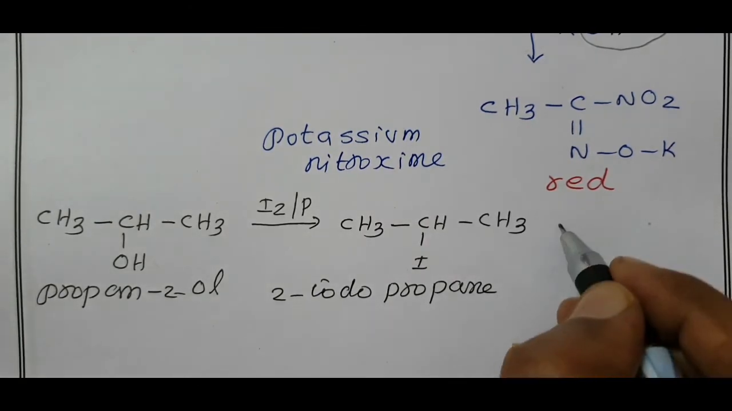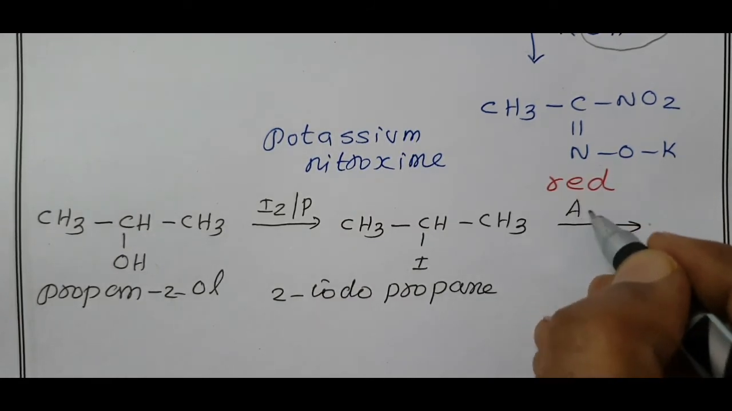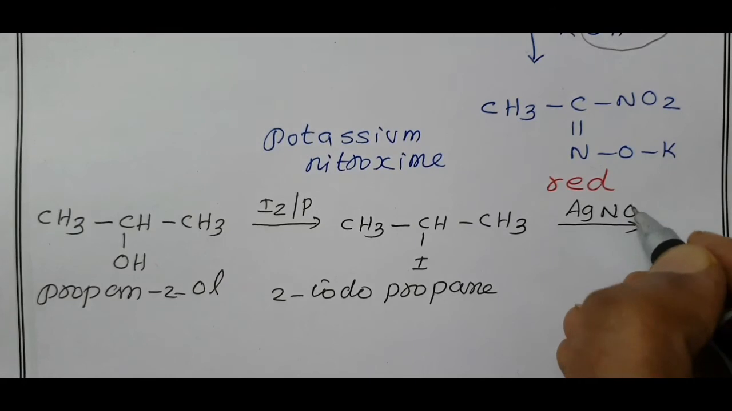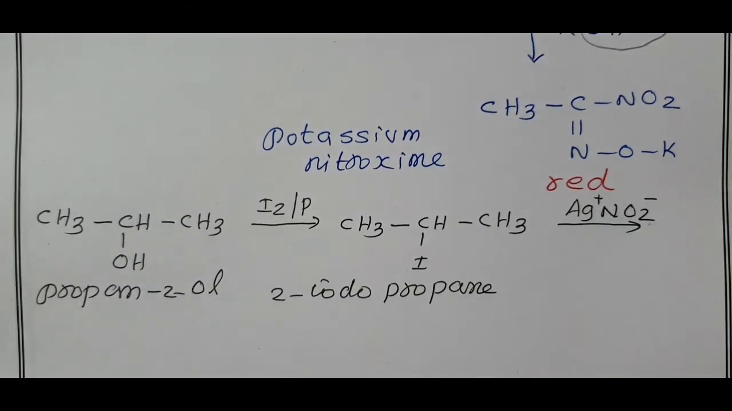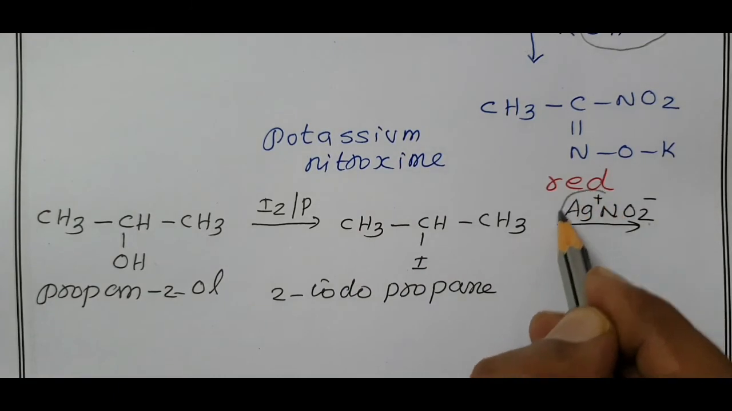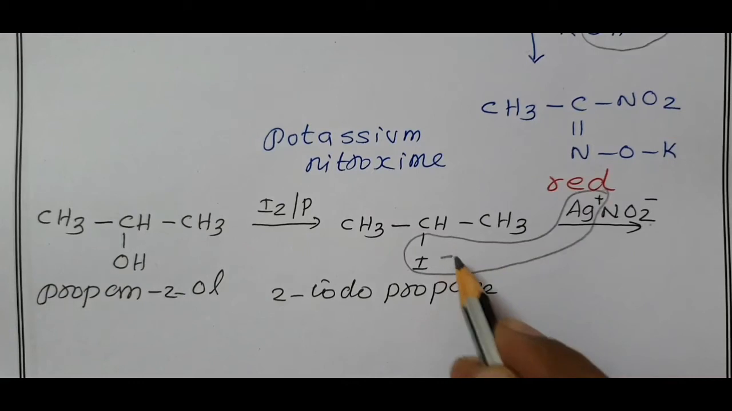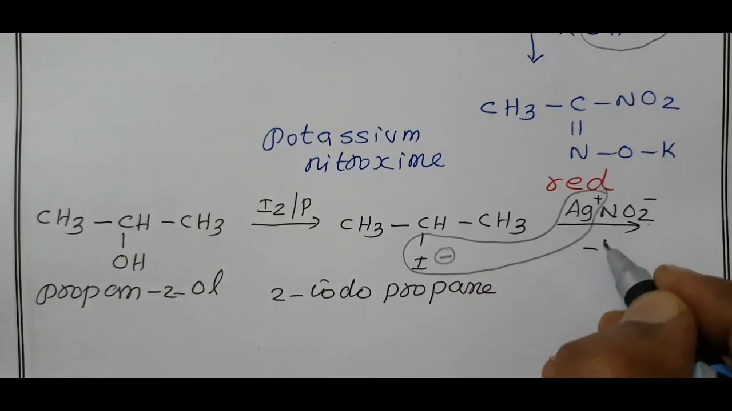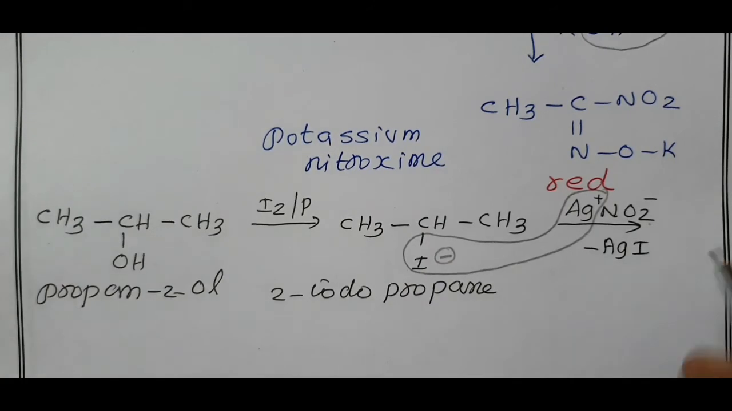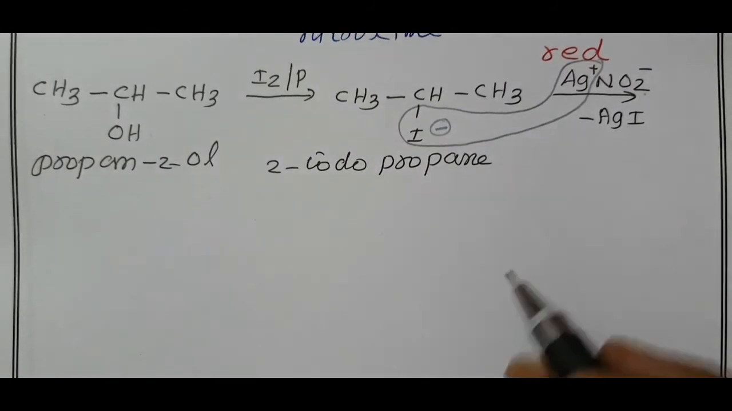When treated with silver nitrite, AgNO2, Ag plus NO2 minus. Which one is removed? Again a nucleophilic substitution. Ag plus I minus is removed as AgI. We have to add the NO2 to the functional group attached carbon atom. Now I add NO2 to this carbon atom.